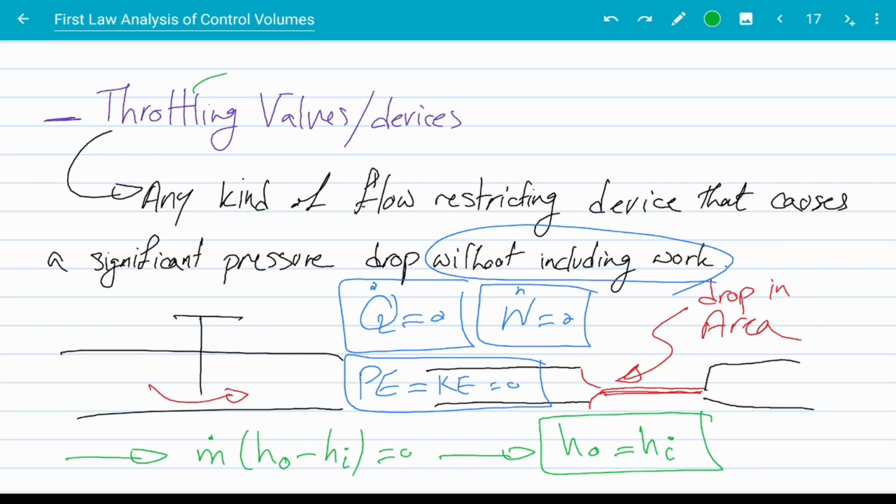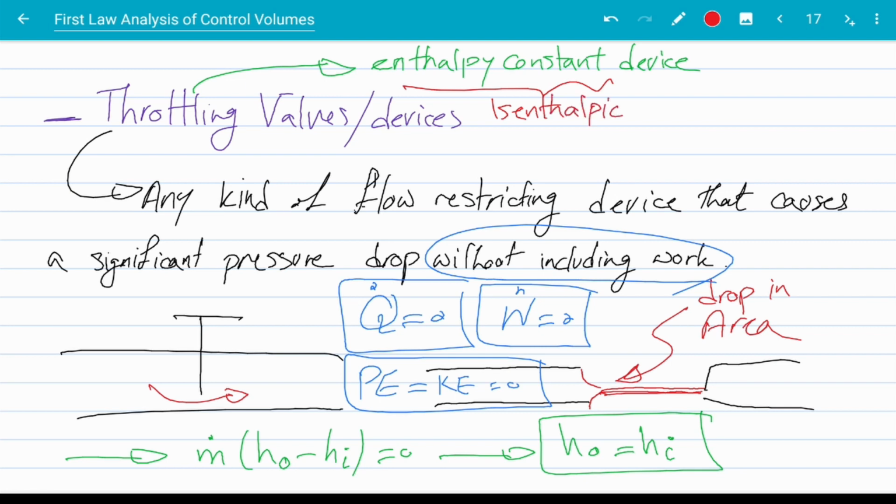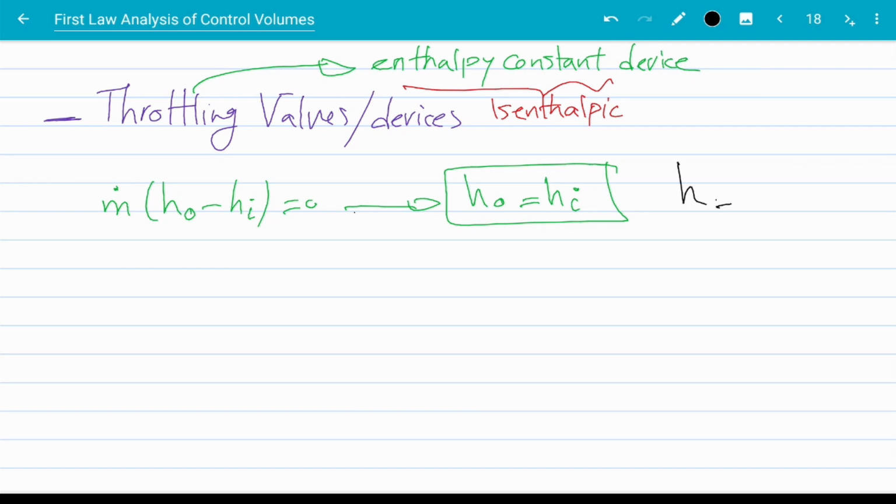So a throttling valve is a very curious device. The enthalpy throughout the process inside the throttling valve remains constant, so it's an enthalpy constant device. We sometimes call the enthalpy constant process an isenthalpic process. So remember the definition of enthalpy. Enthalpy was the flow work plus the internal energy, right? Now, during a throttling valve process, flow work at the entrance plus the internal energy at the entrance is equal to the flow work at the exit plus the internal energy at the exit.